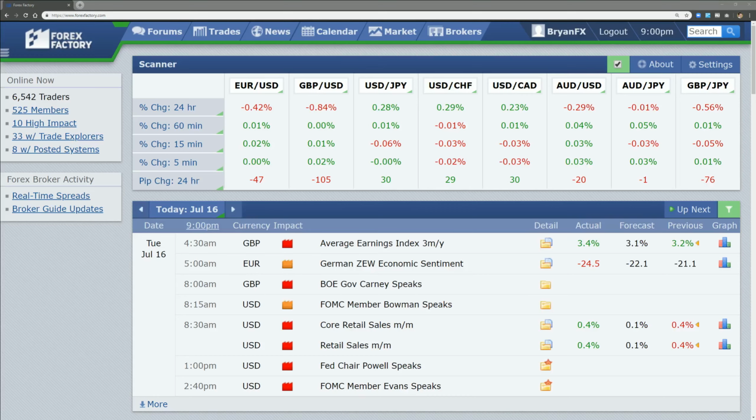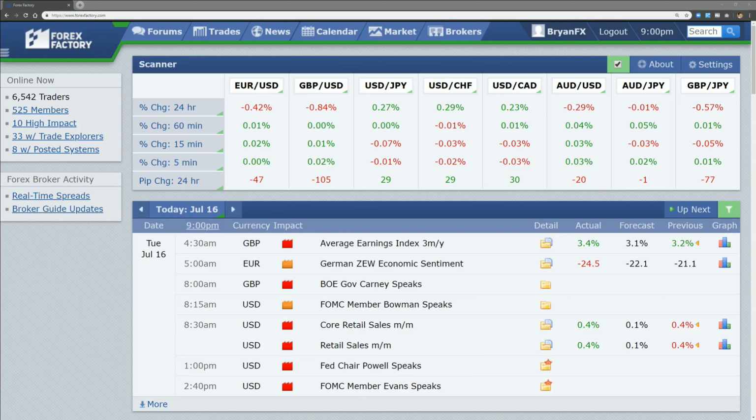So, let's start off with what we normally do. Let's look at the top section here in the scanner and look at the movements in the last 24 hours, and kind of dial it down. You can see that there was actually some movement today. Interestingly enough, pound dollar actually moved more than pound yen. But again, pound movement, which is always good. Not a lot of other things moved.